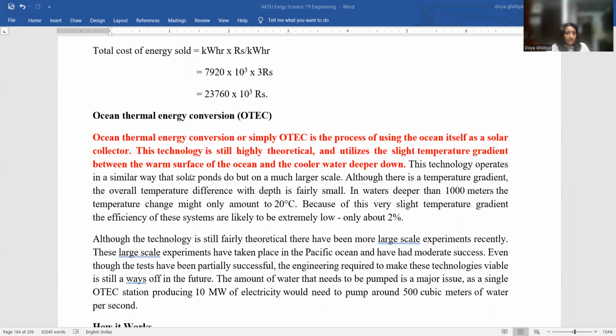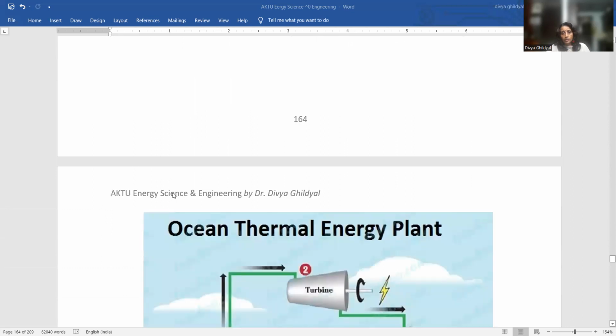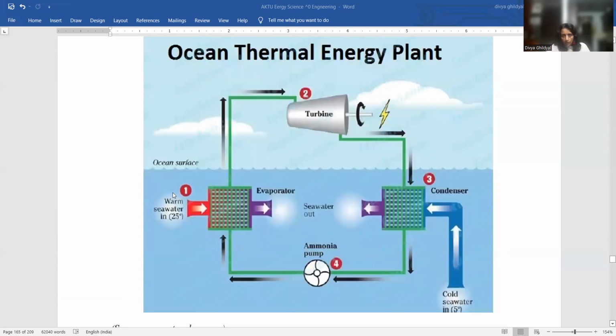Why does this temperature difference occur in oceans? Oceans are all exposed to sunlight. So what happens is that the sun increases the temperature of the upper layer of water, while the lower layer is still cool. So this del T, according to thermodynamics, I can also use it to generate electricity.